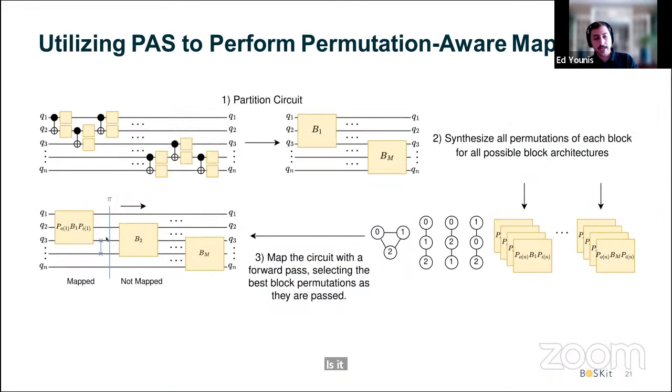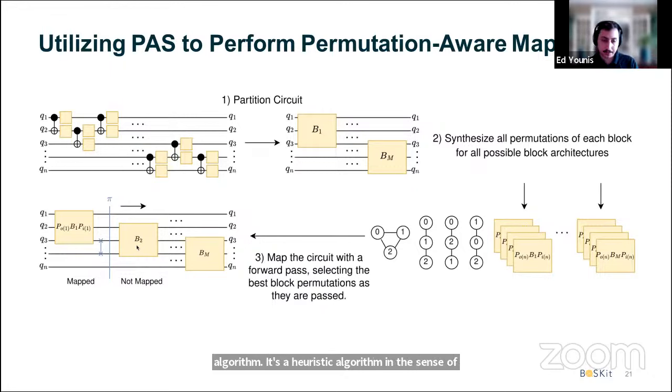you still have to apply this global mapping algorithm. It's a heuristic algorithm in the sense that the blocks are not always executable. The permutations help with the swaps that you have to place, but you still have to place swaps. And so where do we place swaps? We use a generalized Saber heuristic to determine that.